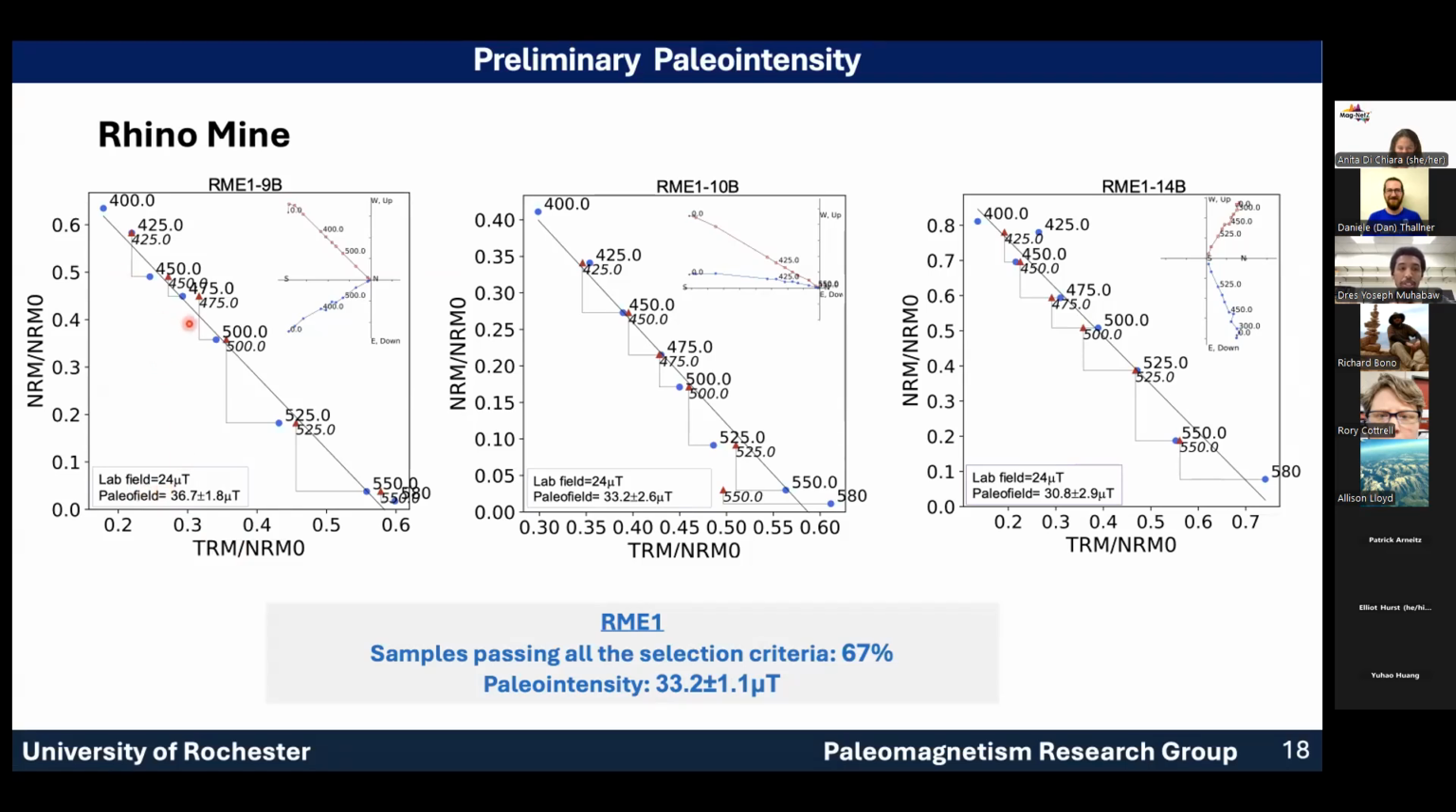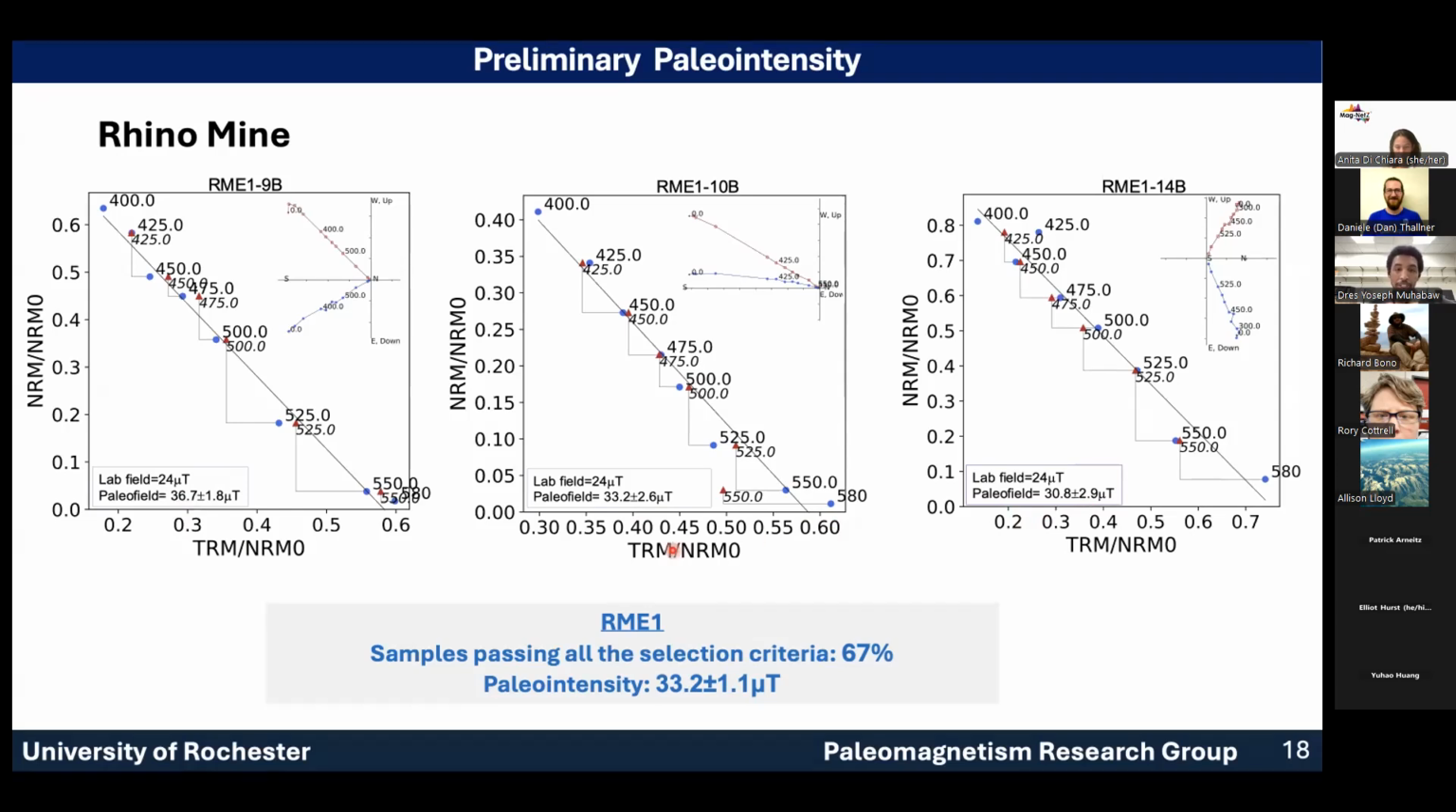The slope of this times the known field, which is the applied field, gives us the paleomagnetic intensity during the time period. So here we have 36.7 plus or minus 1.8 microtesla. And again, here we have 33.2 plus or minus 2.6 microtesla. And again, here we have 30.8 plus or minus 2.9 microtesla. So kind of constant values in these sites.